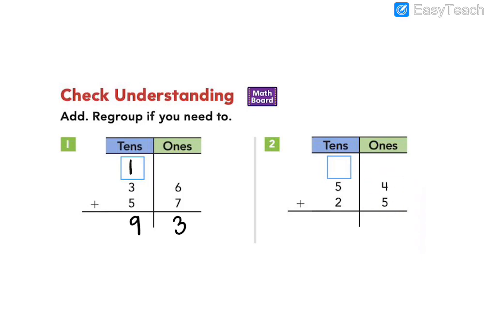Let's look at number 2. Starting with the ones place, 4 plus 5 is 9. Do we need to regroup? We have nothing to regroup because our answer is equal to 9 ones. So we add our tens. 5 tens plus 2 tens is 7 tens.